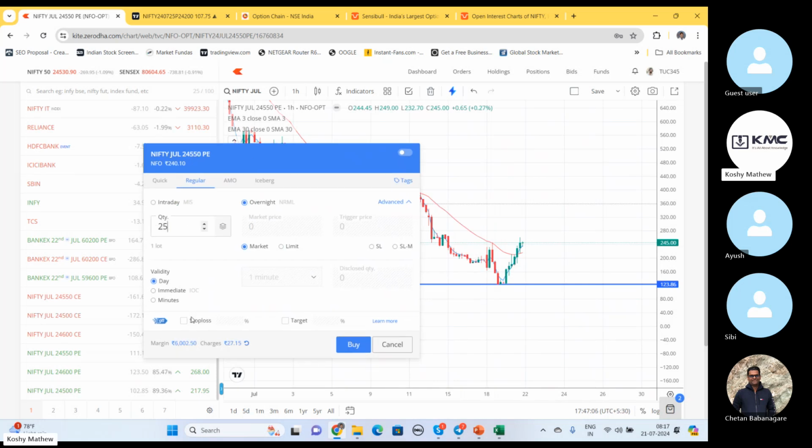25 quantity. I'll put a stop loss of 10%, and a gain of 50% or 100%, depending upon how much you want to take. My minimum risk is only 10%, which means 10% of 240 rupees. That is 24 into 25, around 625 rupees my loss. But if I make a profit, I make around 3,000 rupees, 50%. Exactly, that's what happened. From here, it went up, but it went up 100%.